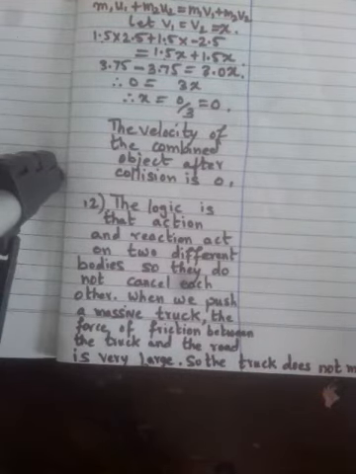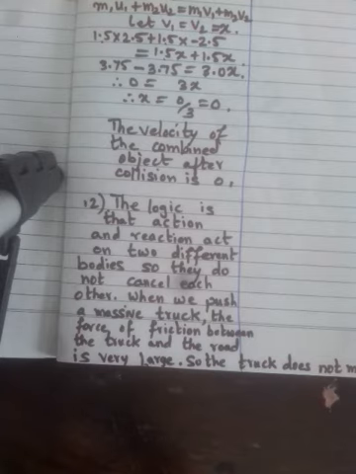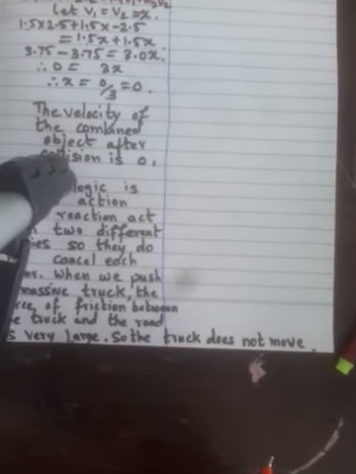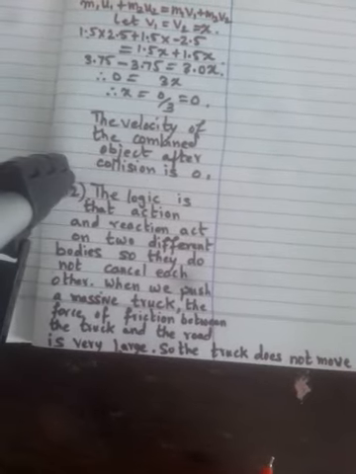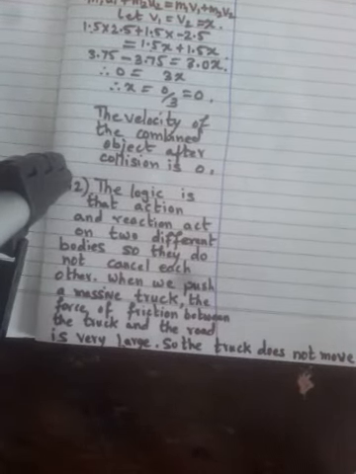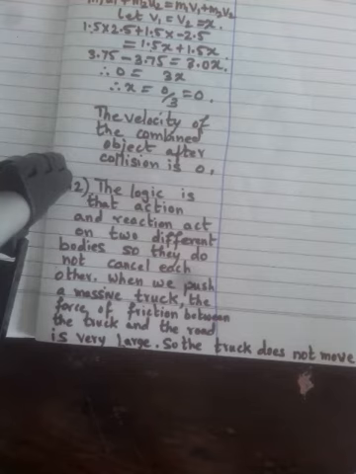So the answer for this question is, the logic is that action and reaction act on two different bodies, so they do not cancel each other. But when we push a truck with a huge mass, it does not move because the force of friction between the truck and the road is very large. So even though we push it with a greater force, it does not move. This is the answer. Write down this answer, everyone. Okay, so we'll solve the 13th question now.